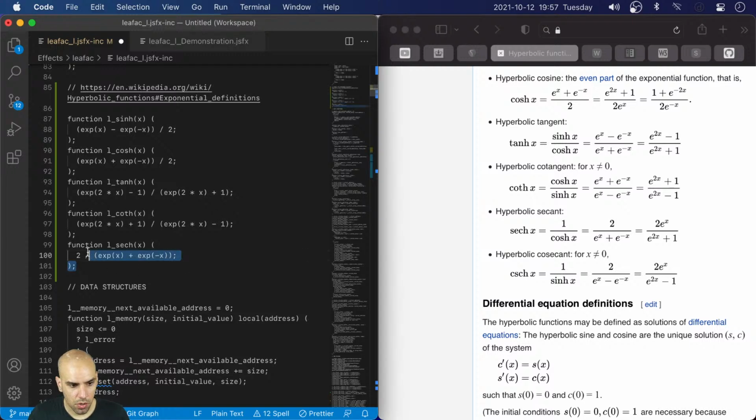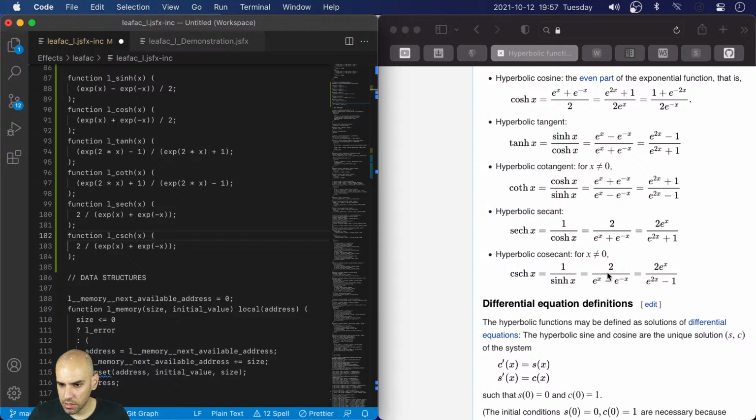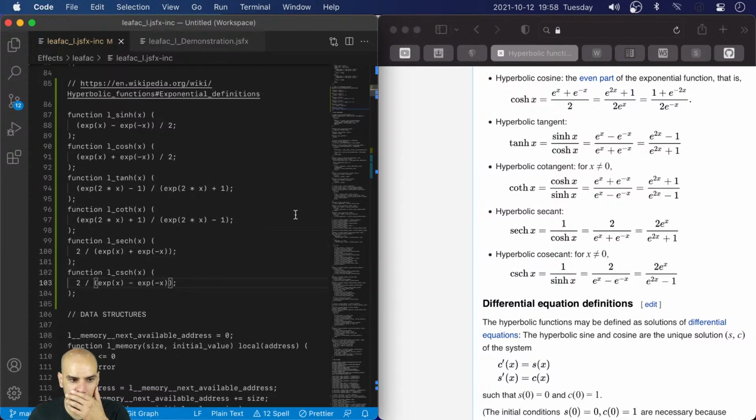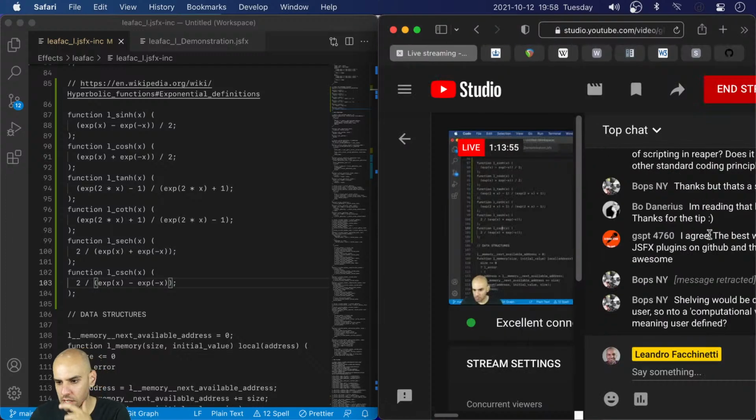And then for the cosecant, oh my god, I haven't seen that in forever. Again, 3 flavors. I think I'm going to go with the middle one. 2 divided by this, except that it's subtraction. All right, let's double check these fellows. Let's also see what chat thinks about all of this.